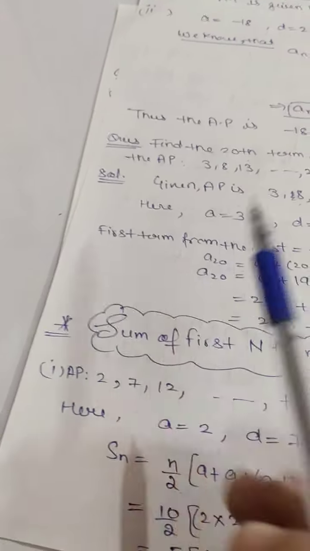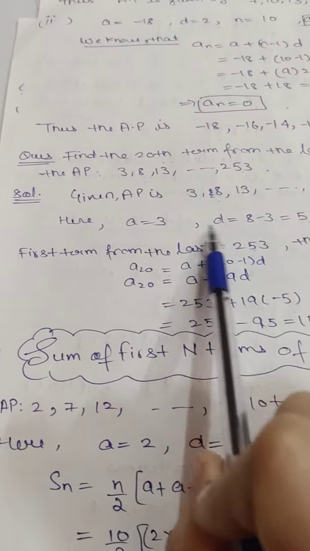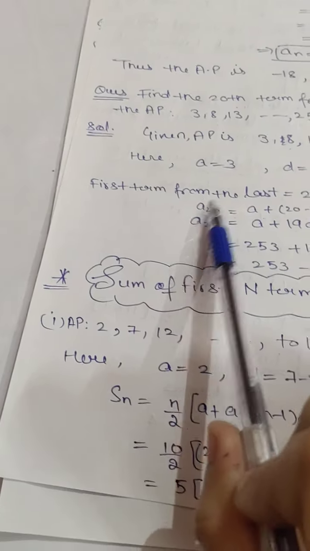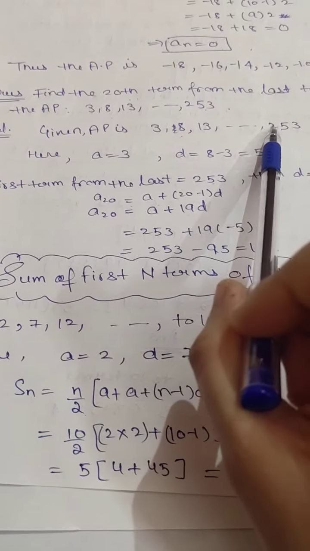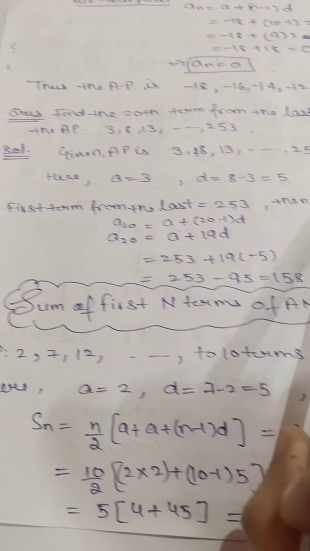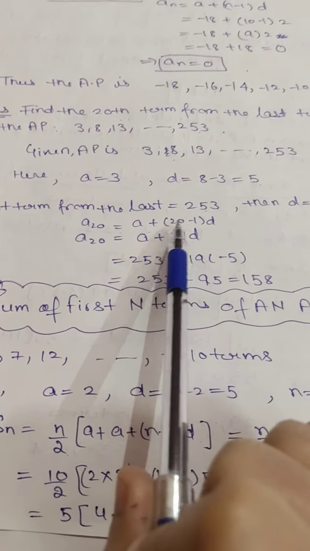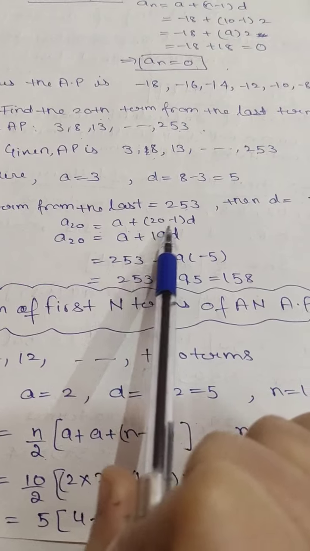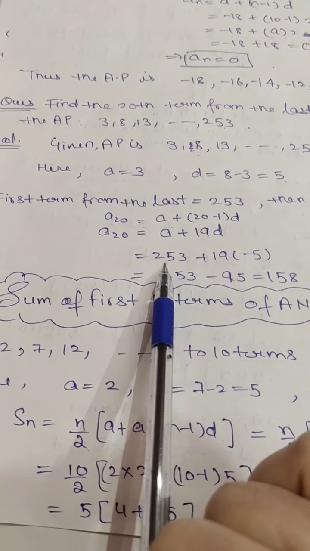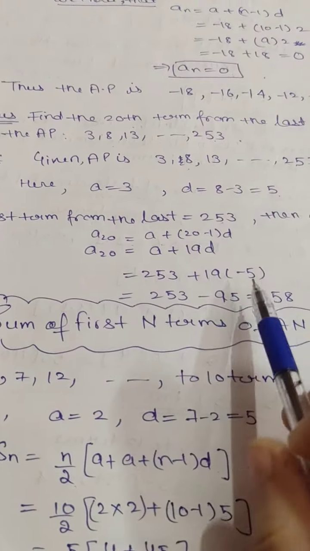Okay, so here in this given AP, the first term is 3 and the common difference is 8 minus 3, that is 5, and if the first term from the last is 253, then the difference is minus 5. Okay, you can easily calculate. So we have to calculate a20 is equal to a plus n minus 1 into d, total number of terms 20, 20 minus 1 into d. So the first term from the last is 253 plus 19 and the common difference is minus 5.